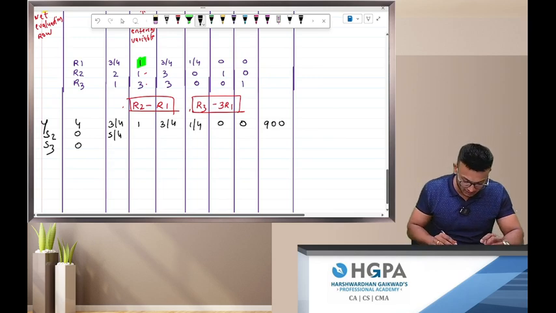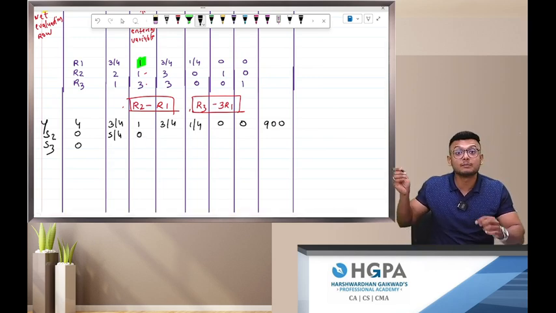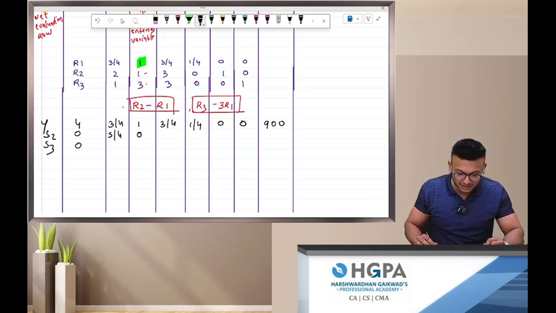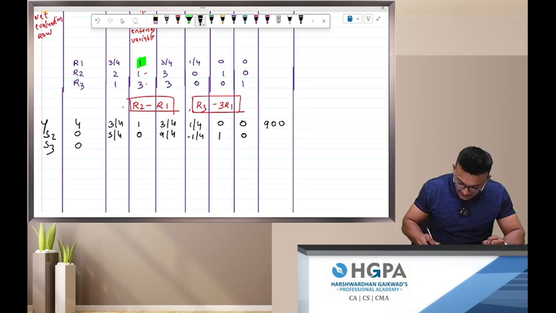Okay, R2 minus R1. So 1 minus 1, 0. This is the most important part for us. That's why we are doing it. 0 we want over there. 3 minus 3 upon 4, 9 upon 4. Minus 1 upon 4. 1 and 0. This will become 1500.